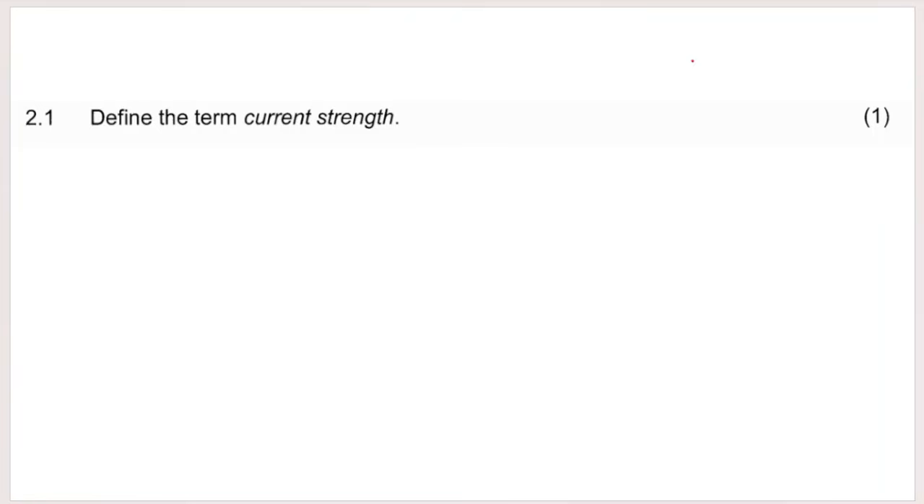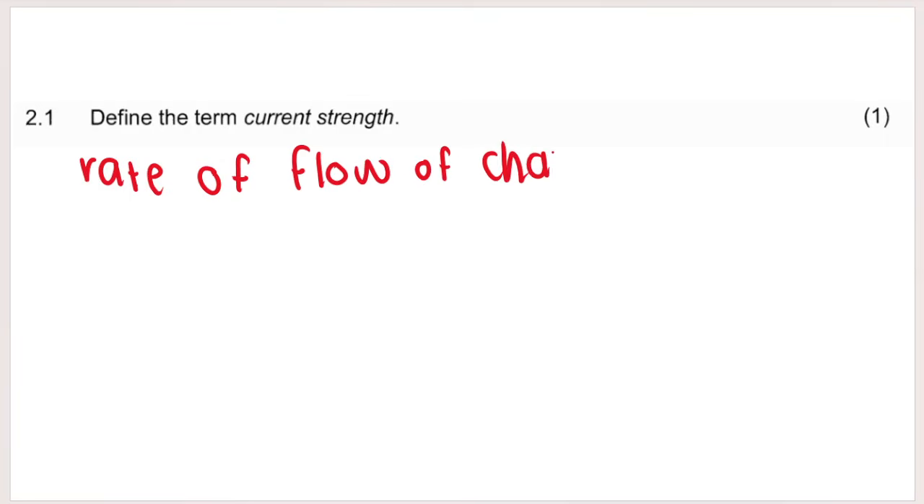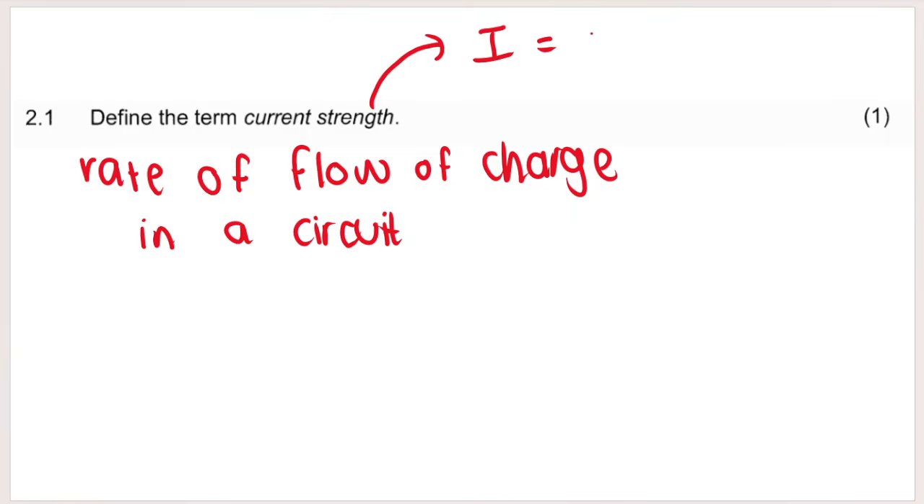Current strength is the rate of flow of charge in a circuit. I'm going to show you how you can remember that. The way you can remember that is current, one of the formulas for current is Q divided by change in time.